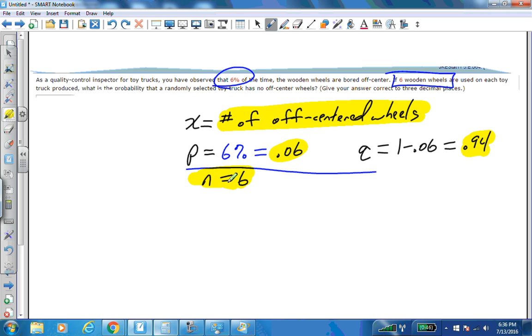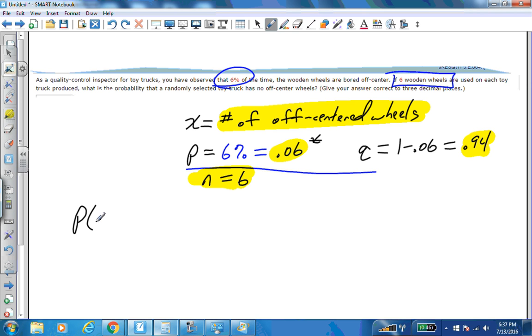So each wheel is independent of each other. It's either off-centered or not. So we have outcomes. The probability of finding it off-centered is 6% for each individual wheel. So we have repeated trials, success or failure. They're repeated trials, so this is binomial.